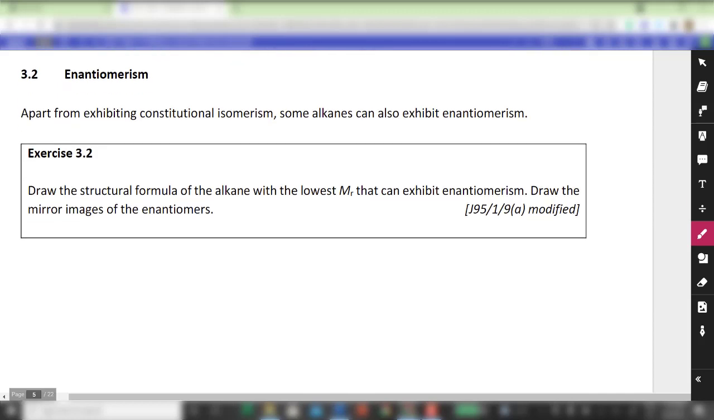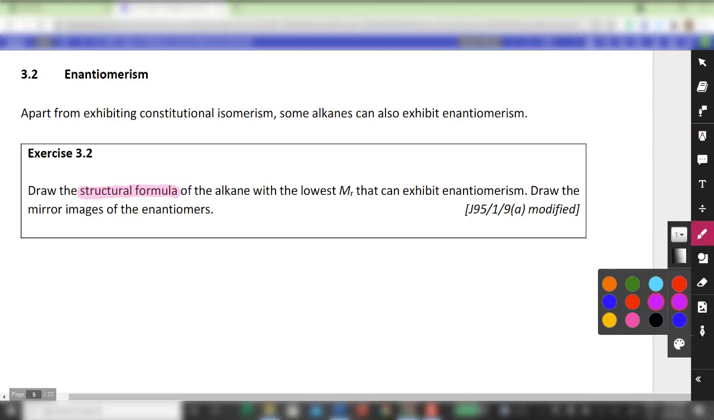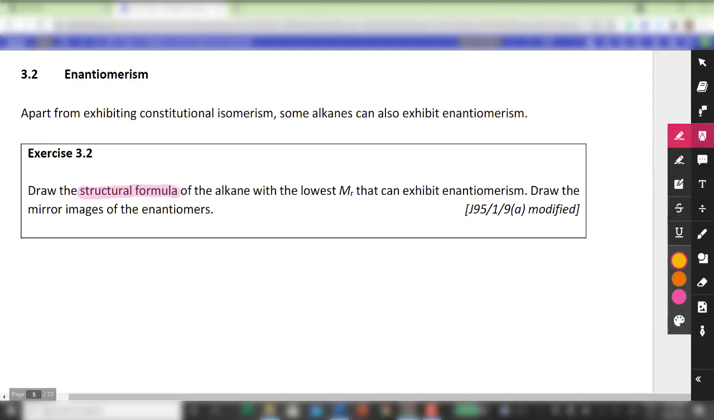Okay, so the next section 3.2, enantiomerism, we are going to demonstrate using alkane again. So draw the structural formula of the alkane. Remember in our in-class exercise, some of you might make certain mistakes, right? In this case, they just want us to draw the structural formula of the alkane with the lowest Mr that can demonstrate enantiomerism. Lowest Mr. So very interesting question. They don't give us any other clue. So just lowest Mr.